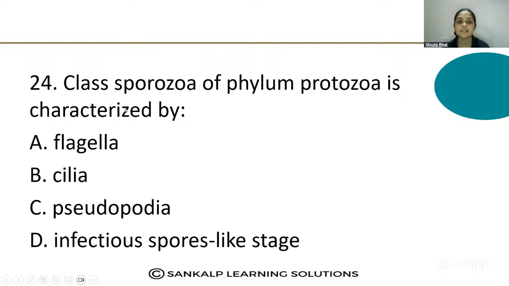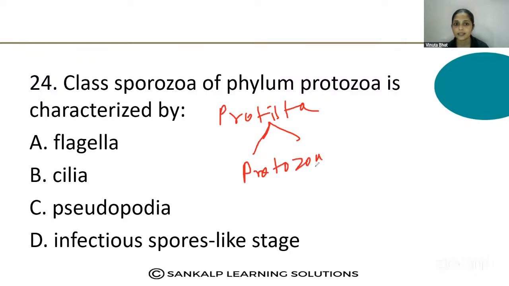Next question. Class Sporozoa of phylum Protozoa is characterized by. Here, Protista is again classified into different groups like chrysophytes, slime molds, and dinoflagellates. Protozoa is again divided into different groups: flagellated protozoa, ciliated protozoa, amoeboid protozoa. Like this it is classified, right? Here one more group, the sporozoa, comes under the protozoa.